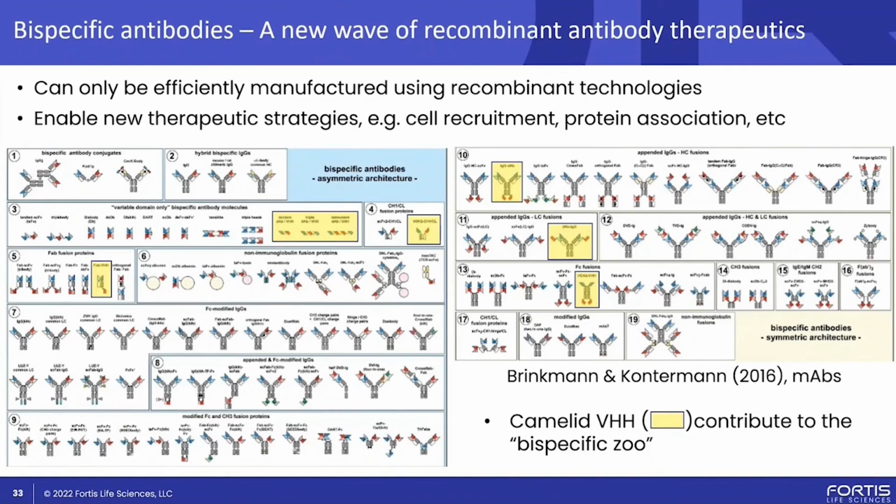This is really only achievable through recombinant antibody technology, being able to take different VH and VL pairs, or in the case of those camelid single domains, taking different VHHs and combining them into a single molecule to be able to bind more than one target at a time. It's going to be really interesting to see how these technologies play out in the clinic.